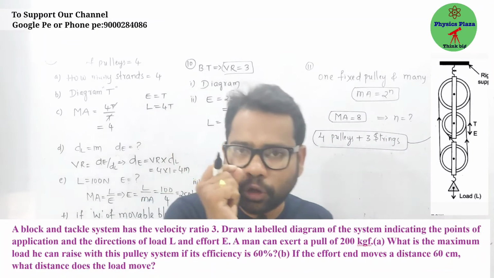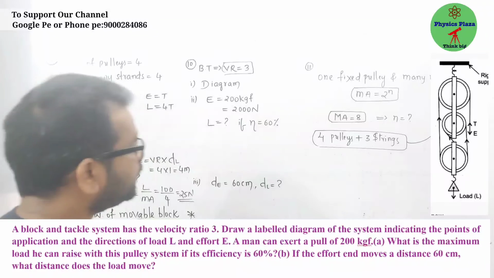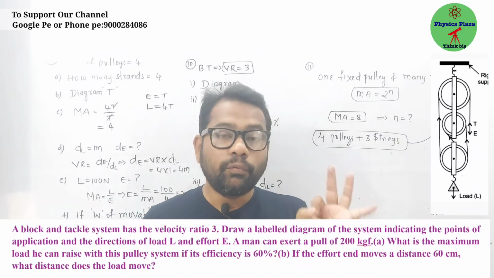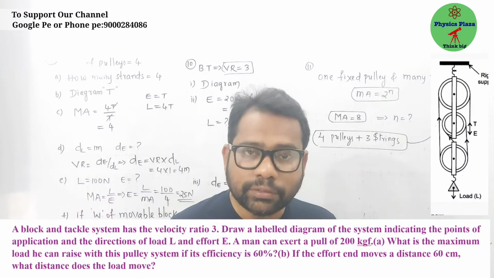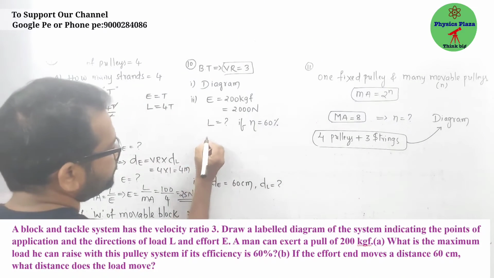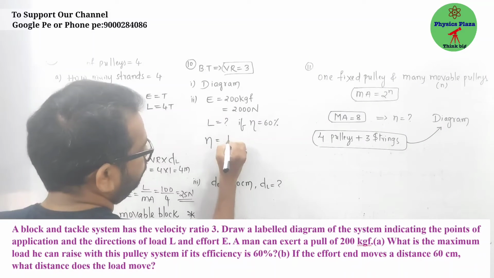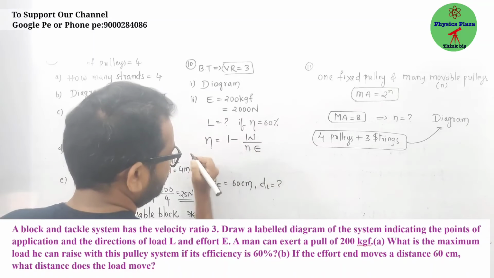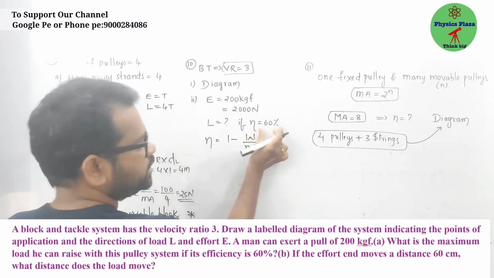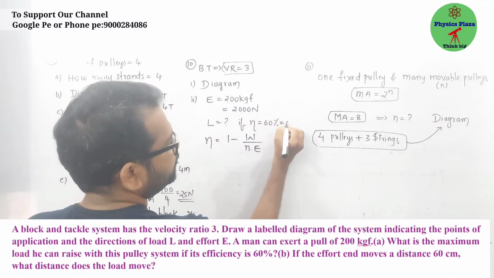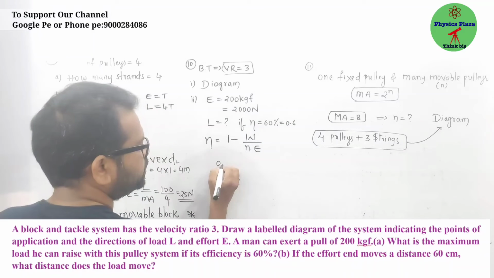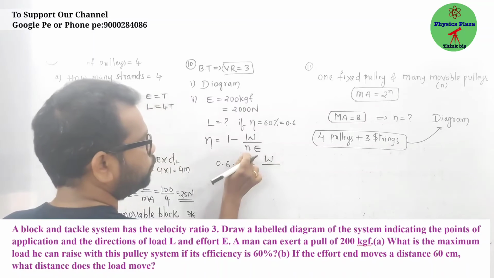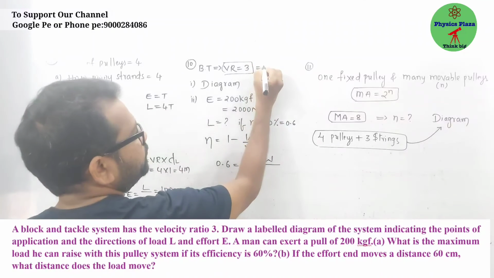So whenever the weight of the lower block is involved, how do we calculate the load? If you want to calculate the load, children, first we must calculate the weight of the lower block. But how to calculate the weight of the lower block? Look at this, children. Here we have efficiency equal to 1 minus W by N into E. So efficiency 60% means it is nothing but 0.6. So here 0.6 is equal to 1 minus W by N. N is what? The number of pulleys. The number of pulleys is nothing but the velocity ratio only, right?